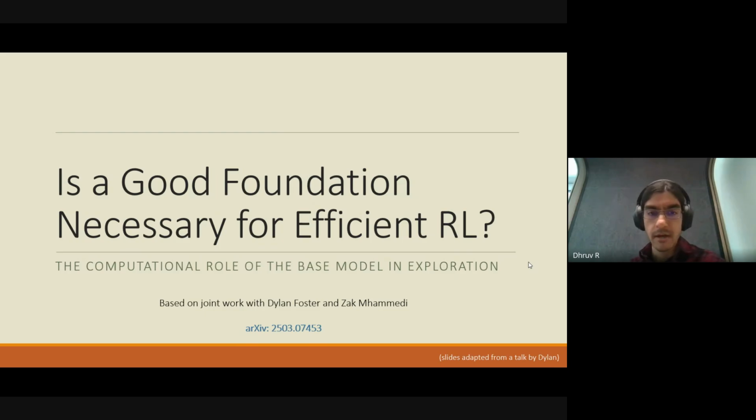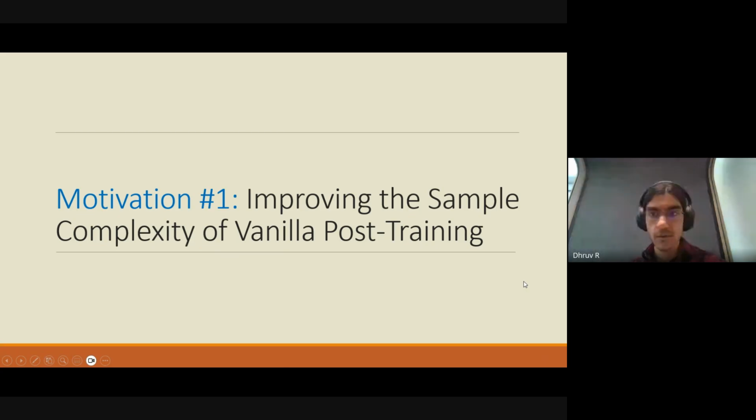So this work is about the role of foundation models in efficient reinforcement learning, and in particular in exploration. This is based on joint work with Dylan Foster and Zakaria Mhammedi. I will start this talk by giving two complementary motivations for the problem that we study that sort of fit together. One of the motivations is how we can improve the sample complexity of post-training language models.